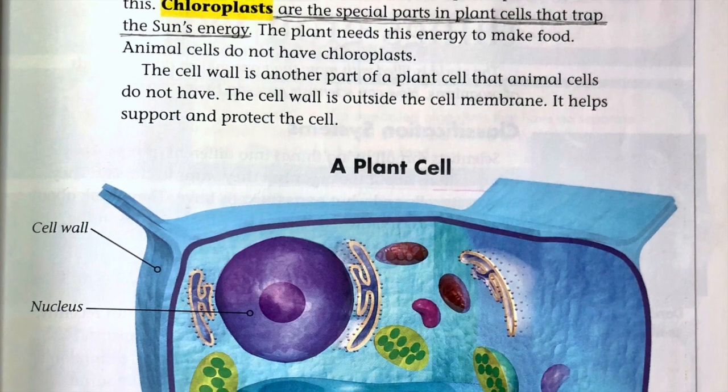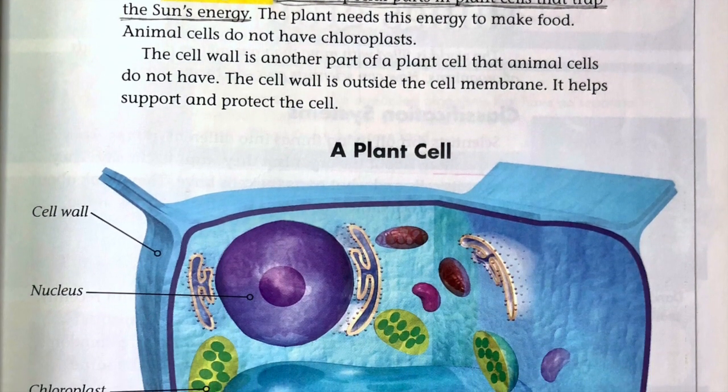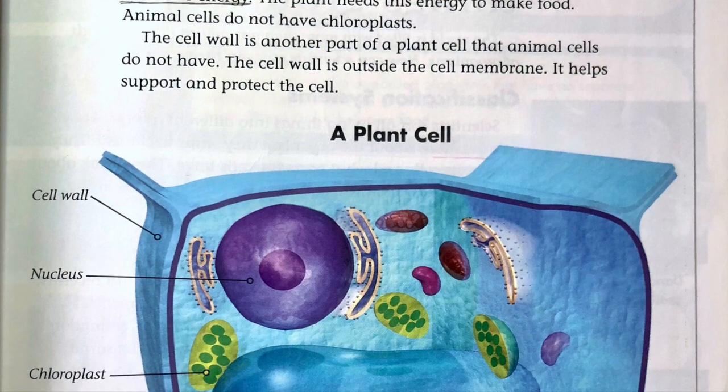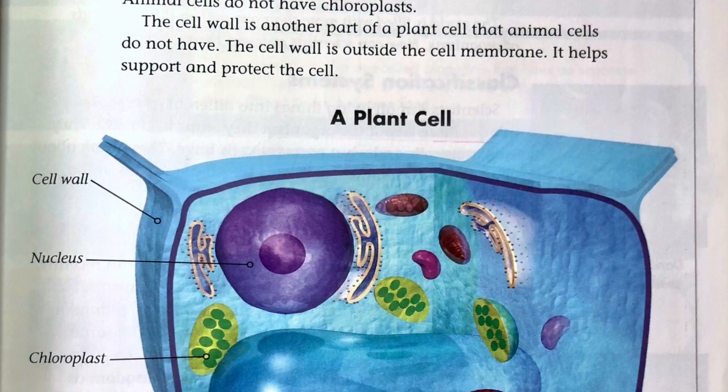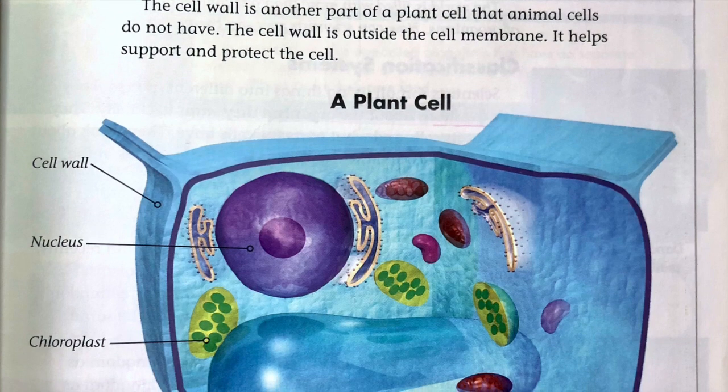The cell wall is another part of a plant cell that animal cells do not have. The cell wall is outside the cell membrane. It helps support and protect the cell.